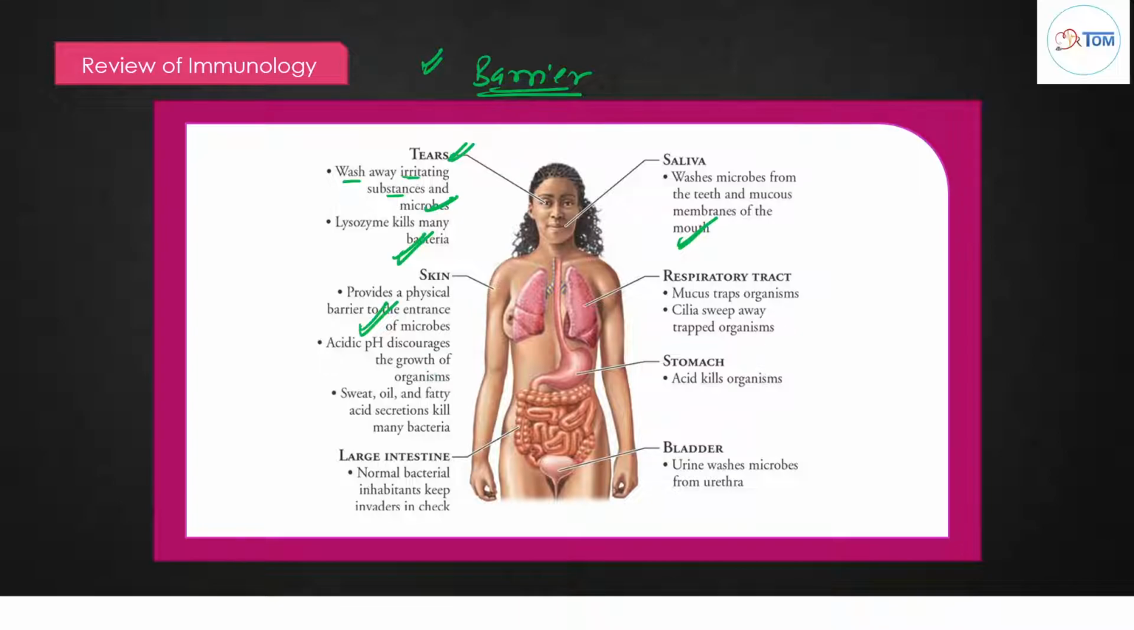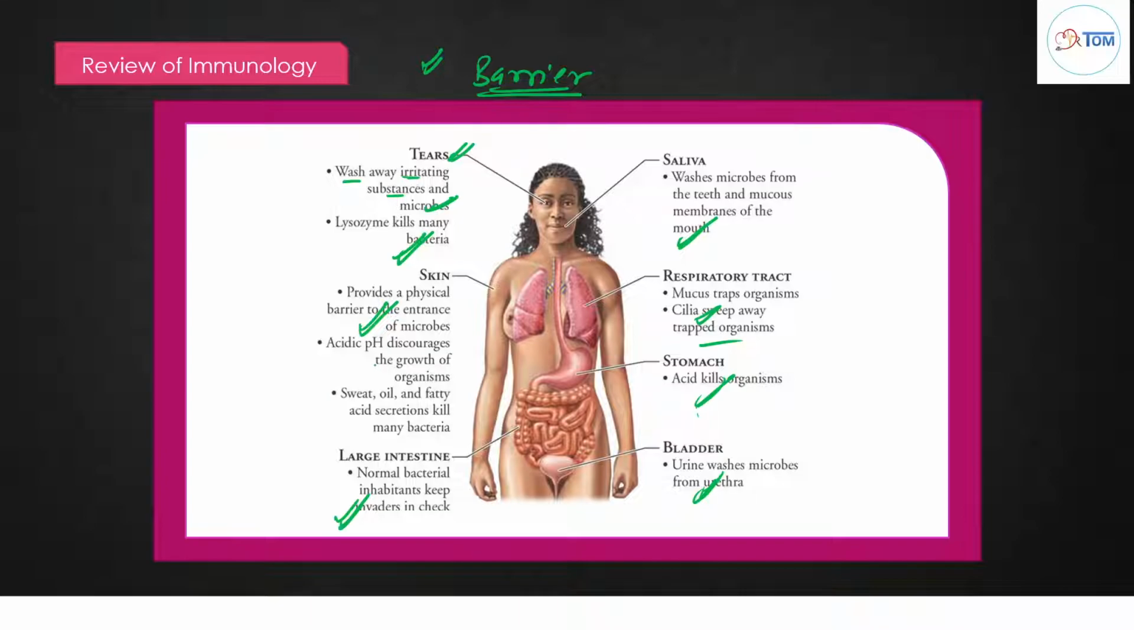Right? Coming to the respiratory tract, mucus traps organisms. We have cilia, which sweep away the trapped organisms. Right? We have the stomach having low pH, and acid again kills microorganisms. Right? Then we have the bladder, urine washes microbes from the urethra. In the large intestine, normal bacteria inhabit there and keep the invaders in check. Yes. So we have good bacteria, as I told you, in the small and large intestine, and they inhibit the growth of harmful bacteria as well, right?